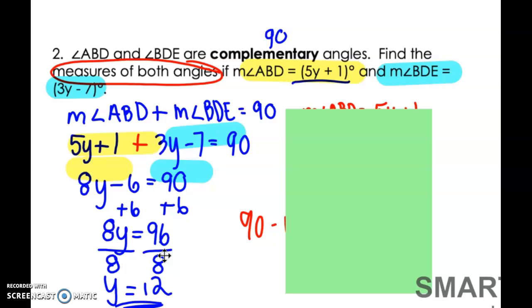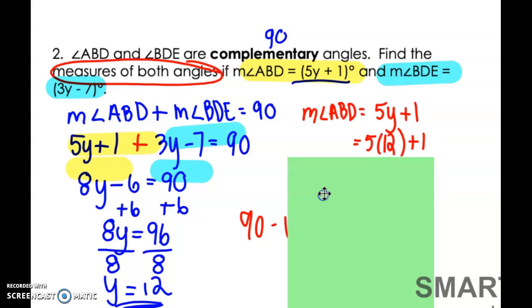Now, just like in number 1, we are not done. The problem doesn't just say find y. It says find the measures of both angles. We know that the measure of angle ABD is equal to 5y plus 1 degrees. But now we know that y is 12, so everywhere we see a y in this expression, we're going to substitute in a 12. Then we get that the measure of angle ABD is equal to 5 times 12 plus 1 degrees. When you do the math, you get that the measure of angle ABD is 61 degrees.